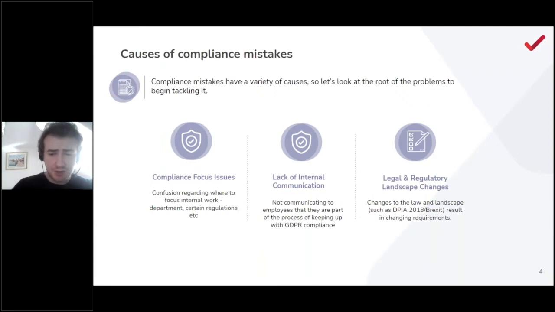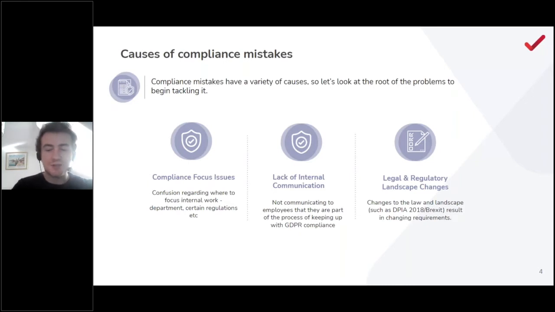So problems with effective compliance within a company can be quite wide, but these are the 3 most common that I come across in organizations with some form of established data protection program. Firstly, there'll be focus issues. By this, I mean there will be some confusion about where the DPO or compliance manager should be focusing their energy within the company.